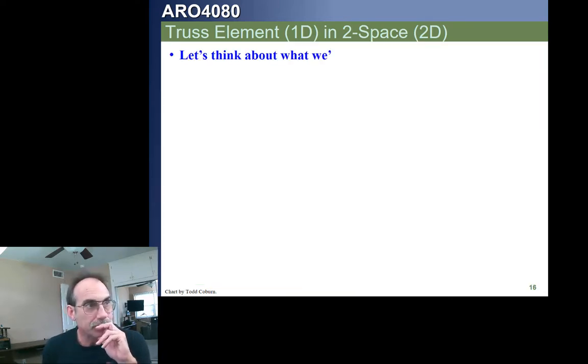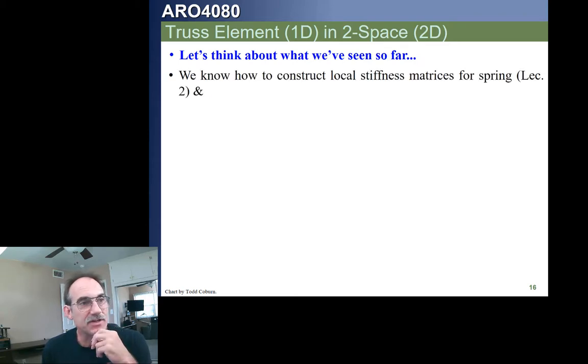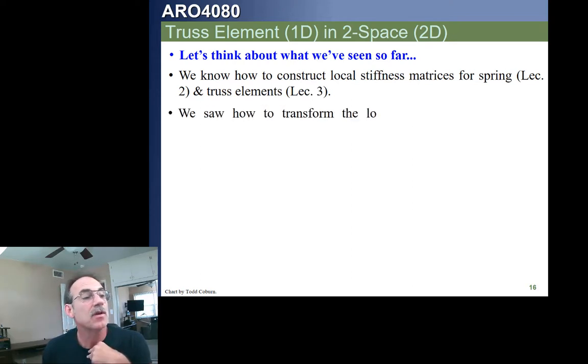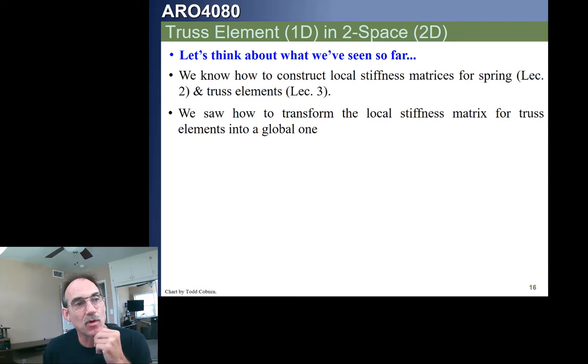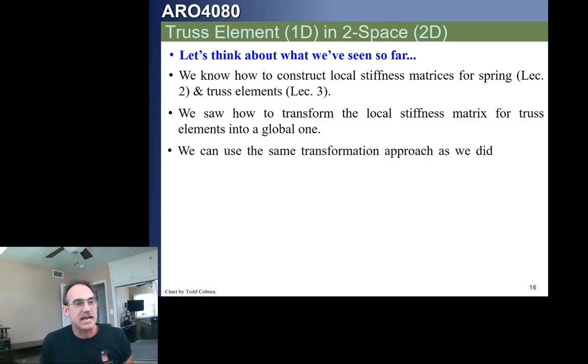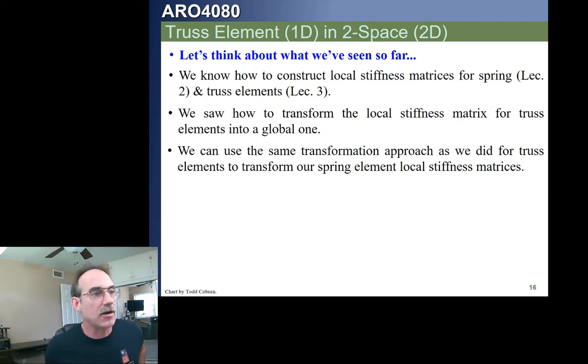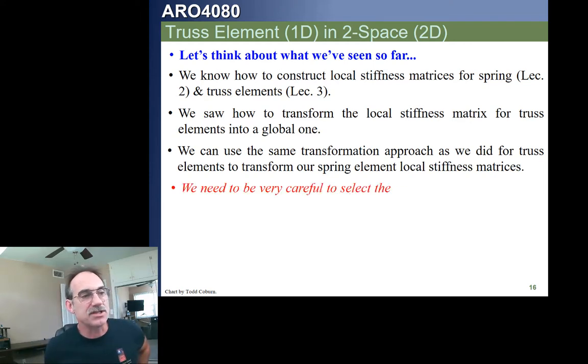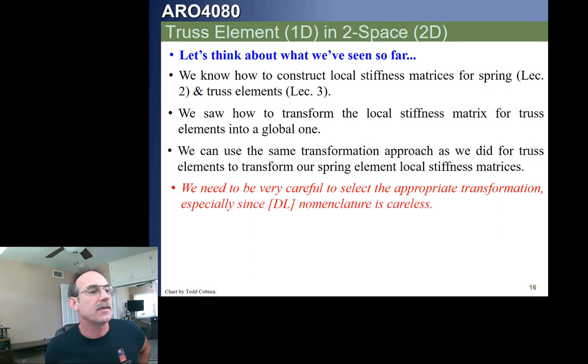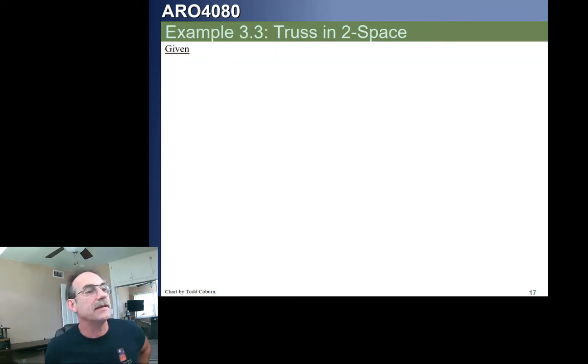All right. So let's think about this a minute. We know how to construct a local stiffness matrix for the spring, and now we know how to do the same thing for the truss. We now see how we can also transform our local matrix into a global stiffness matrix, still element by element. We can use the same approach for our springs that we saw for the trusses here. And we're going to solve our system the same way. Okay? All right. So let's look at an example.